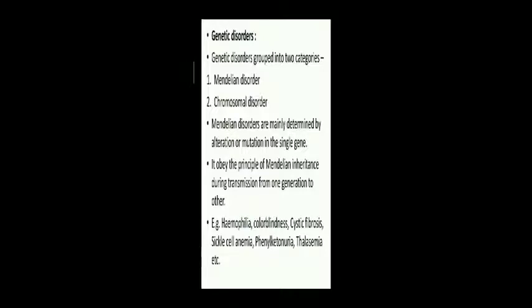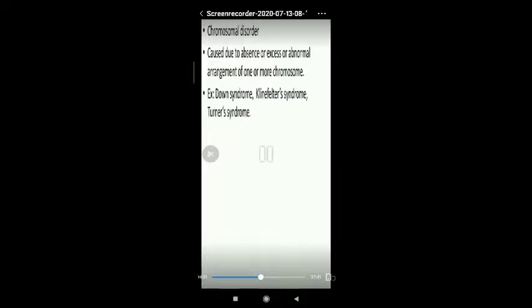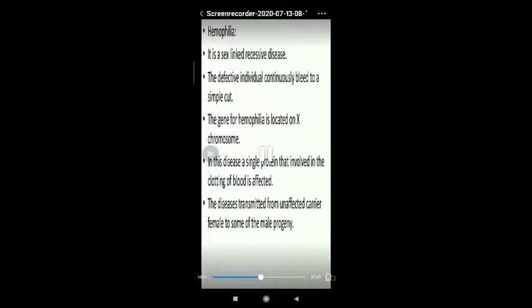Examples of Mendelian disorders are hemophilia, cystic fibrosis, color blindness, sickle cell anemia, thalassemia, phenylketonuria, whereas the chromosomal disorders examples are Down's syndrome, Turner's syndrome, and Klinefelter's syndrome. Let us study about the Mendelian disorders.